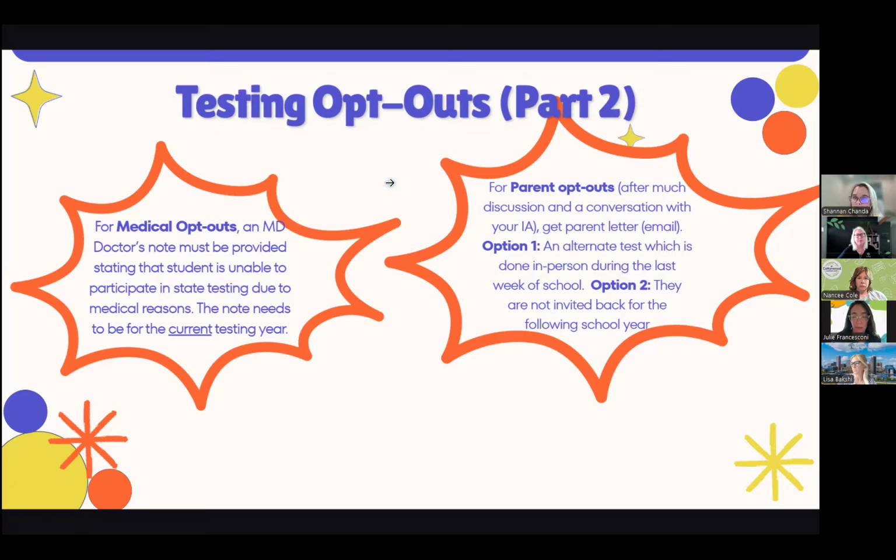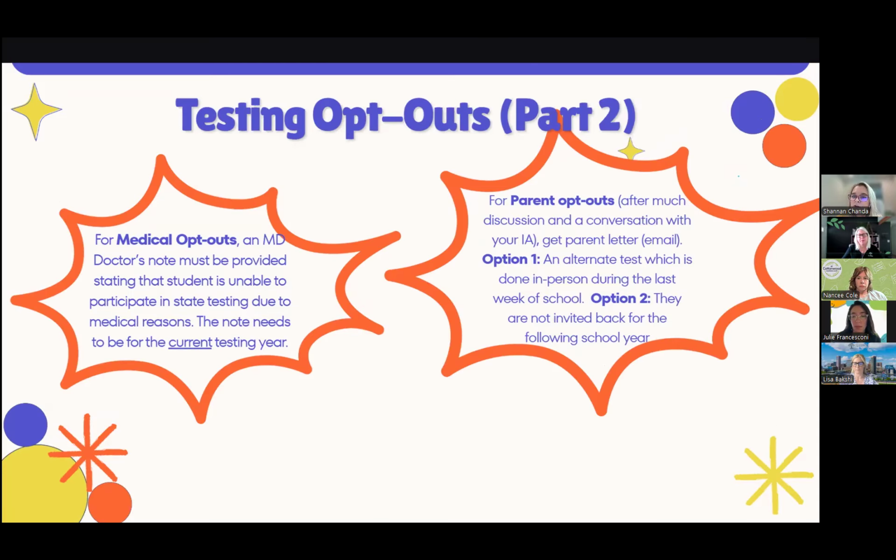For parent opt-outs, and we just put in parentheses as a reminder, after much discussion and a conversation with your IA, get a parent letter, usually in the form of an email. Option one, which you can let the families know, is an alternate test, which is done in person during the last week of school. Option two, they are not invited back for the following school year.